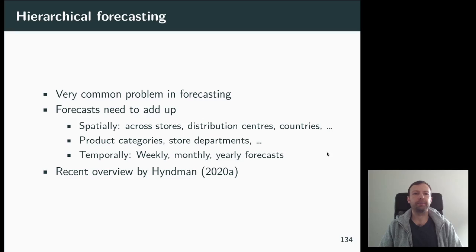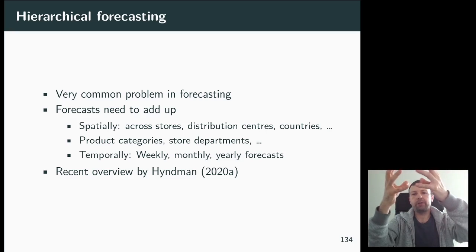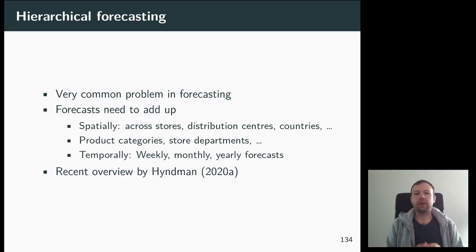should work better. Good. Speaking about hierarchical forecasting, it's a very common problem in forecasting where the idea is that the forecasts need to add up, right? So they need to add up, for example, spatially across stores, distribution centers, countries. So you sell a certain product in all of your stores. Now, obviously, you know that the sales across all stores add up to what came out of your distribution center, and the sales across all distribution centers add up to the country level.